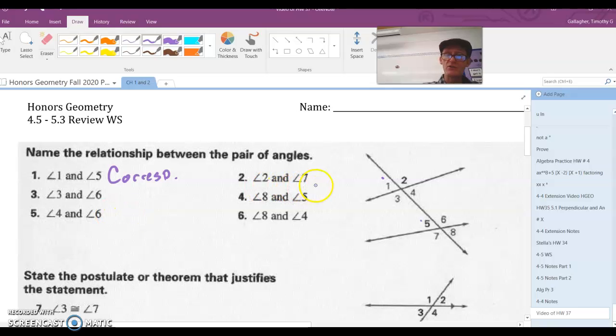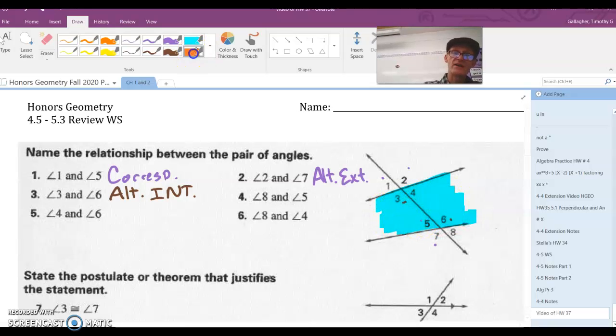And number 2, angle 2 and angle 7, those are alternate exteriors. So we'll write ALT. EXT. And I'll switch colors. And 3 and 6, now 3 and 6, those are alternate interior. Remember that the inside of the two, and the outside of the two lines.